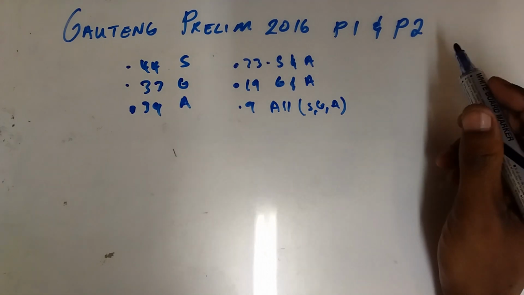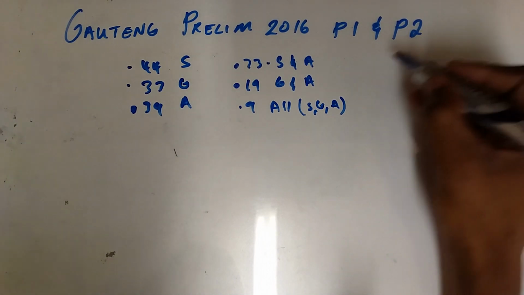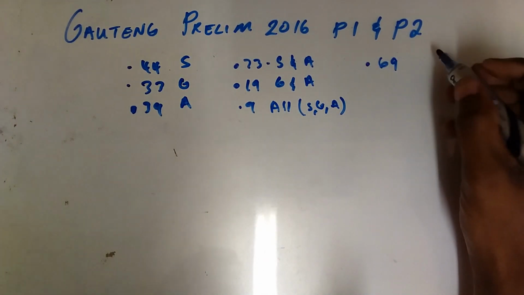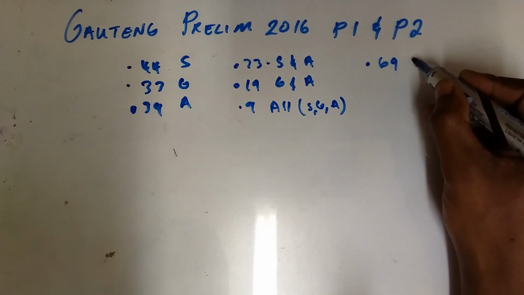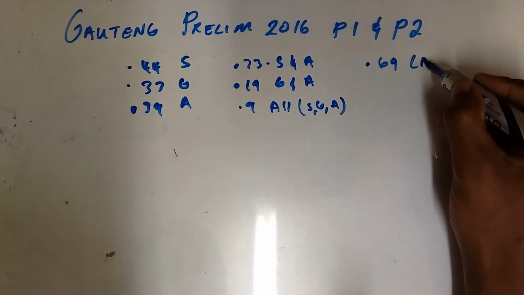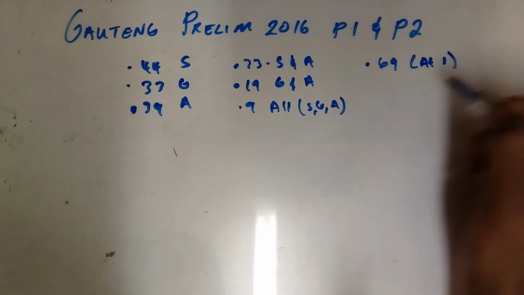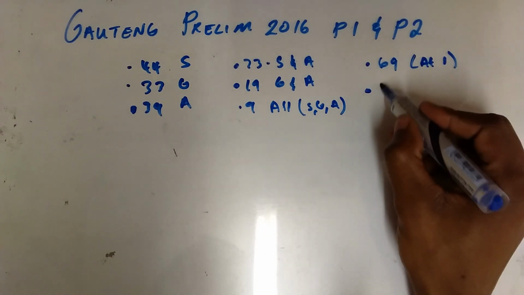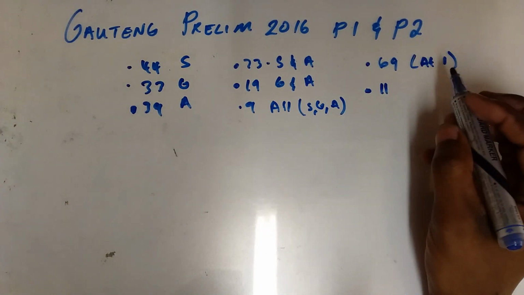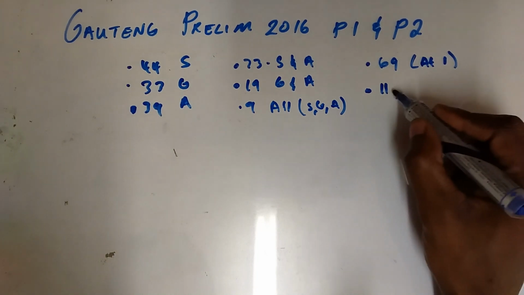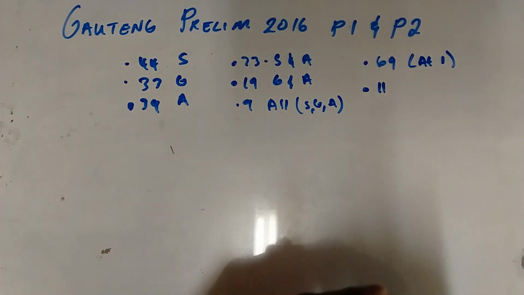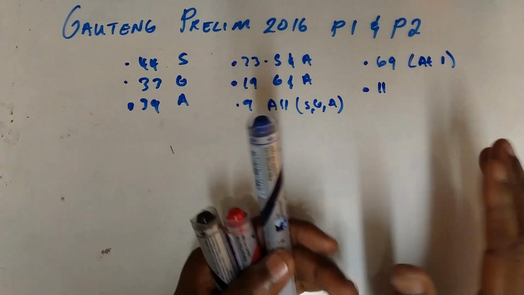And then they said 69 participated in at least one. And 11 remained reserves and did not participate, so they do not fall anywhere in this diagram.